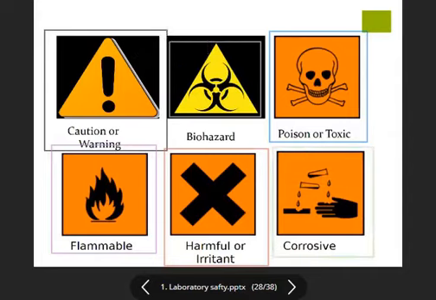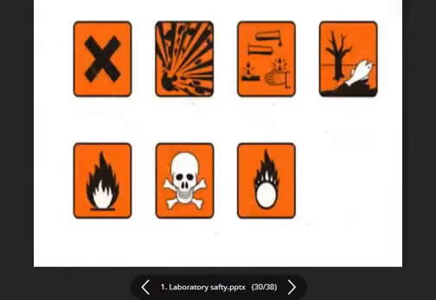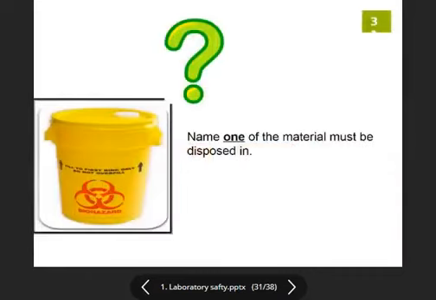So dear students, you should remember the picture and the name, and any picture can come in the exam and we can ask you to write down the name of this picture. So these are some of the signs you should remember for the final exam. Okay, now this is a revision question. What objects will you throw in this basket? As I told you, sharp objects, needles, and lancets you will throw in this bucket, not in the normal bucket.